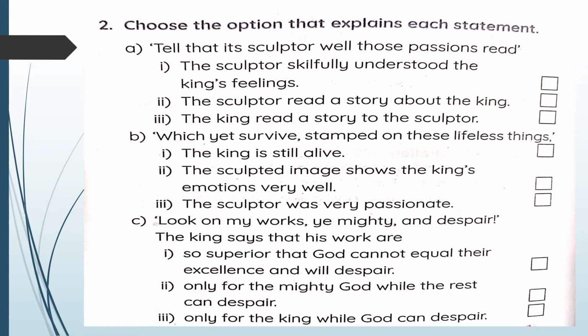See the third one. Look on my works, ye mighty, and despair. The king says that his works are so superior that God cannot equal their excellence and will despair. Only for the mighty God while the rest can despair. Only for the king while God can despair. No, the first one. It is so superior that God cannot equal their excellence and will despair. So basically it is the first one.